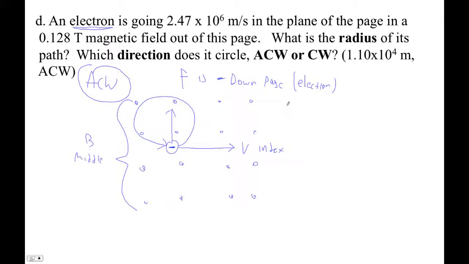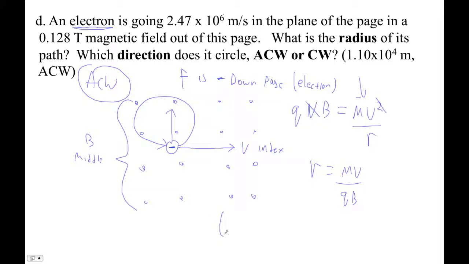So here we say that QVB is equal to mv squared over r. Now this is actually in your data packet. If you look around, you'll find that in there, the mv squared over r. And now we're all set. We want to find the radius. I'm going to cancel a v, and I'm going to get r is mv over qB. So let's just plug numbers in here.